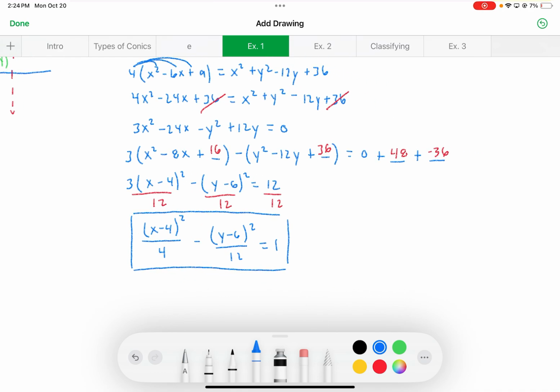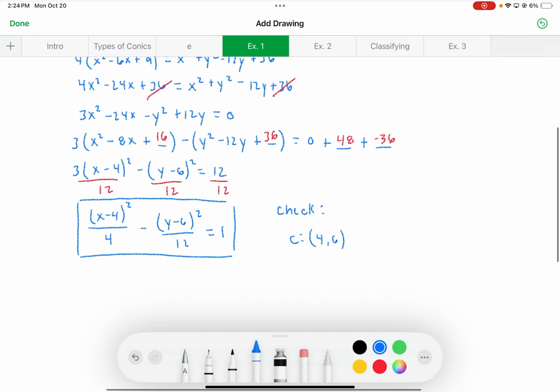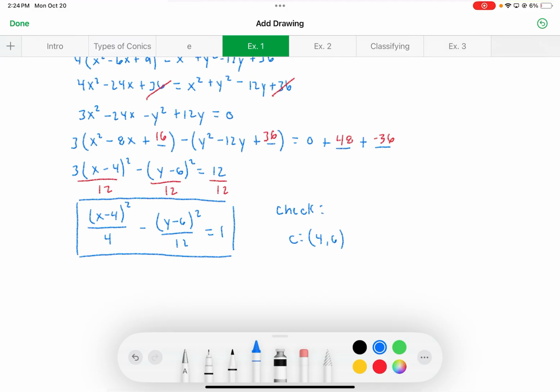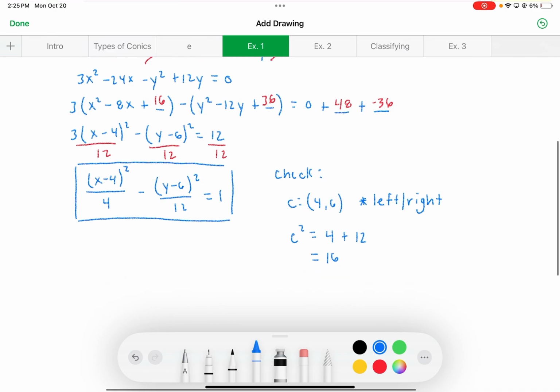All right, now I'm going to check this if I have the extra time. So I can tell you the center here is 4, 6. Which way does this hyperbola open, left and right or up and down? Left and right. Okay, and my c squared value will equal a squared plus b squared. So that's going to give me 16, making c 4.